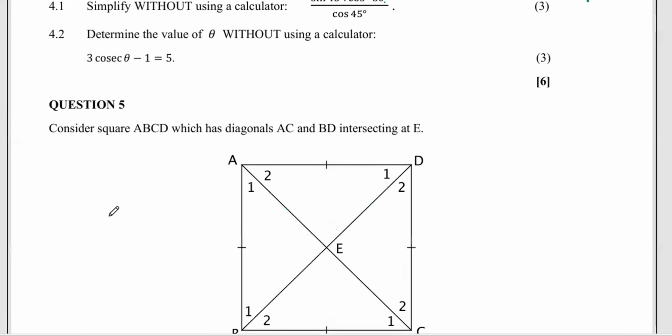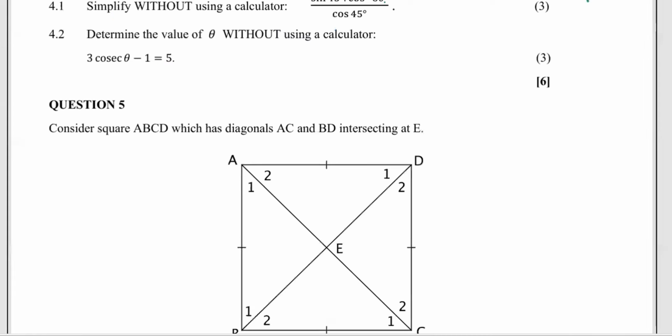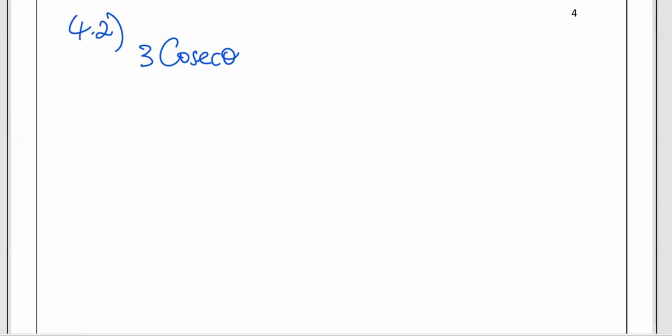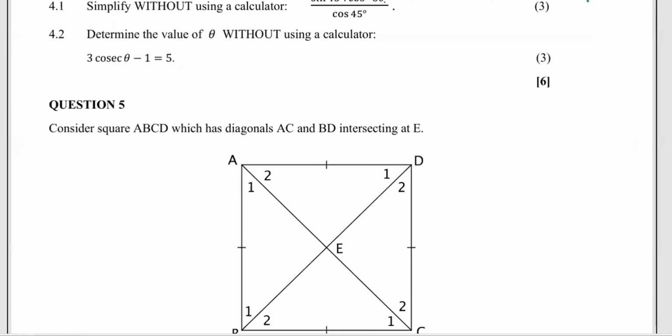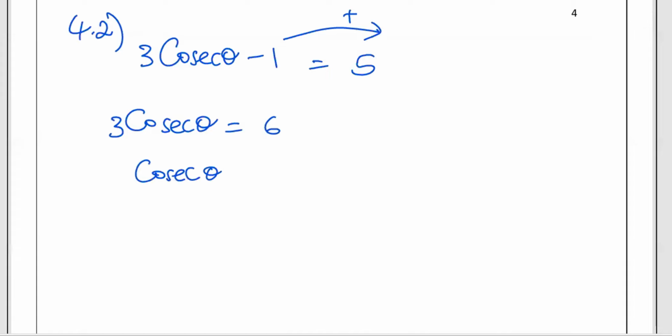4.2. Determine the value of theta without using a calculator. So I'll put it this side and say it's 4.2. So they're telling us that 3 cosec of theta minus 1 is equal to 5. Remember the rule, take everything to the other side, leave the ratio on its own. So it's going to be 3 cosec of theta is equal to 6. When you take this one, this side it will be a plus. Divide both sides by 3. Cosec of theta becomes a 2.